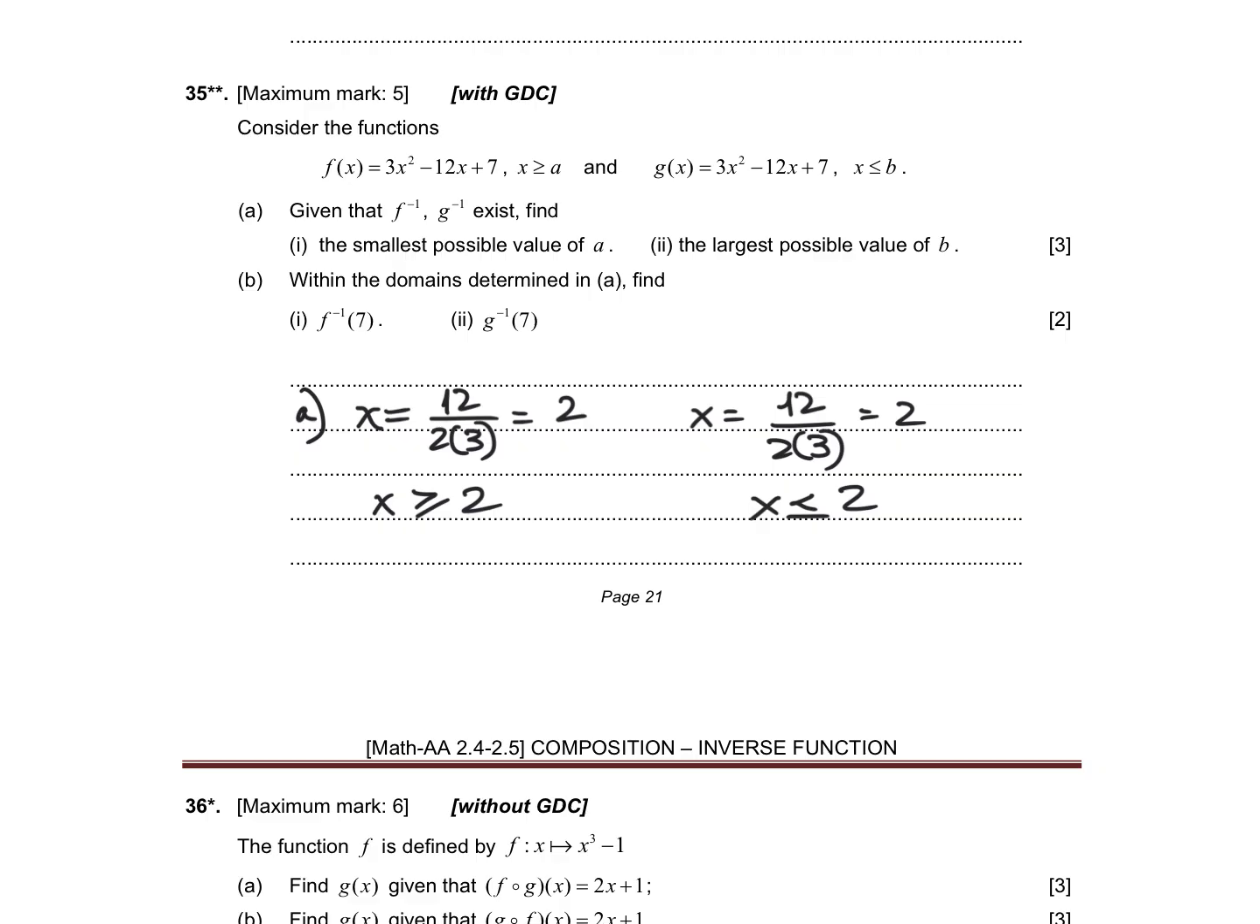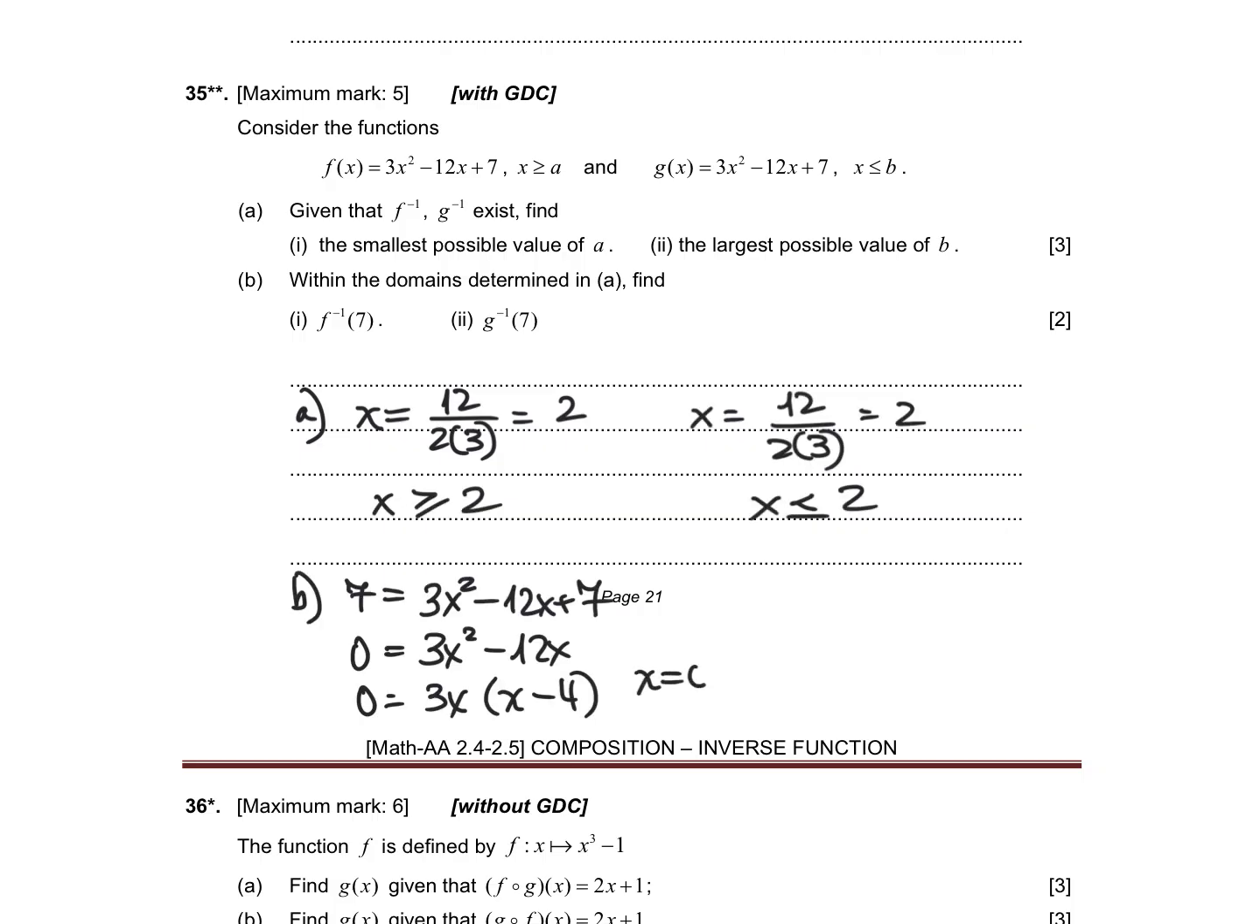Within the domains, determine in A, find the inverse at 7. So for B, we'd have 7 equals 3x squared minus 12x plus 7. And when we subtract 7, we get 3x squared minus 12x. And then we'd factor out 3x, and that's going to be x minus 4. So x is 0 or x is 4.